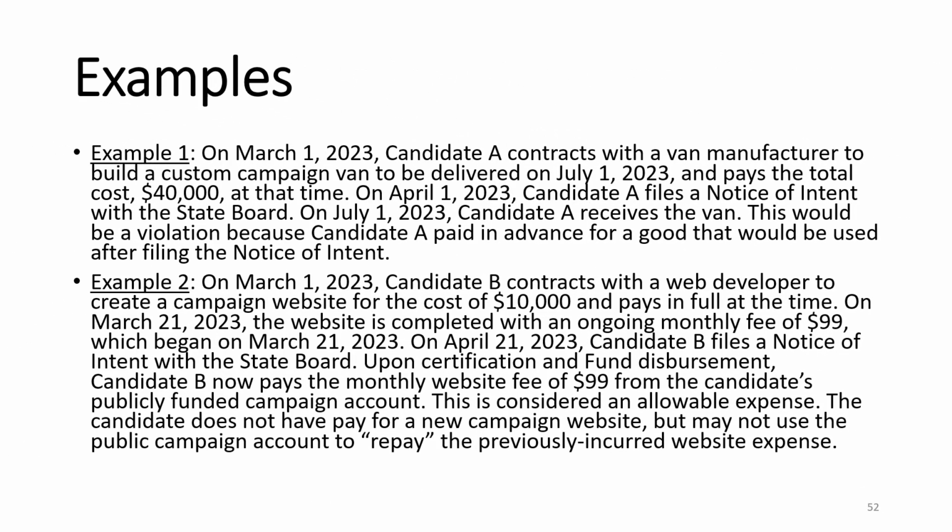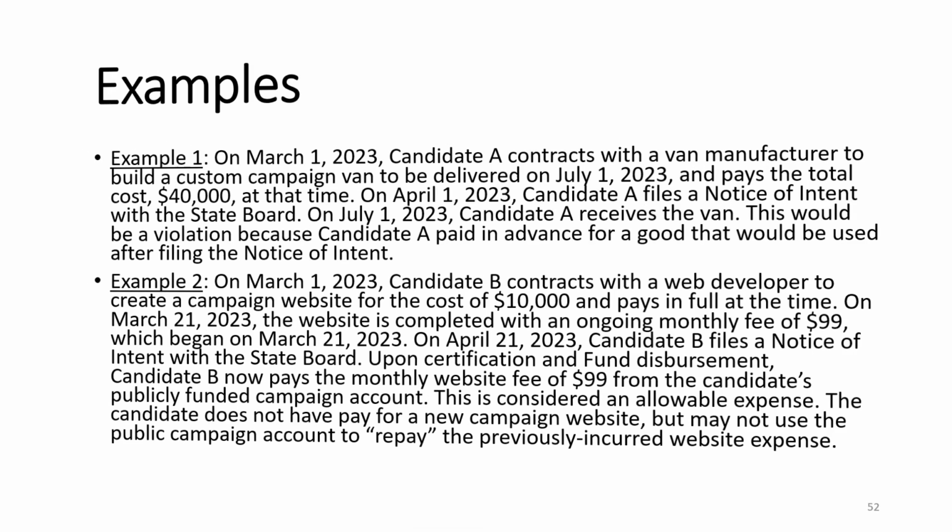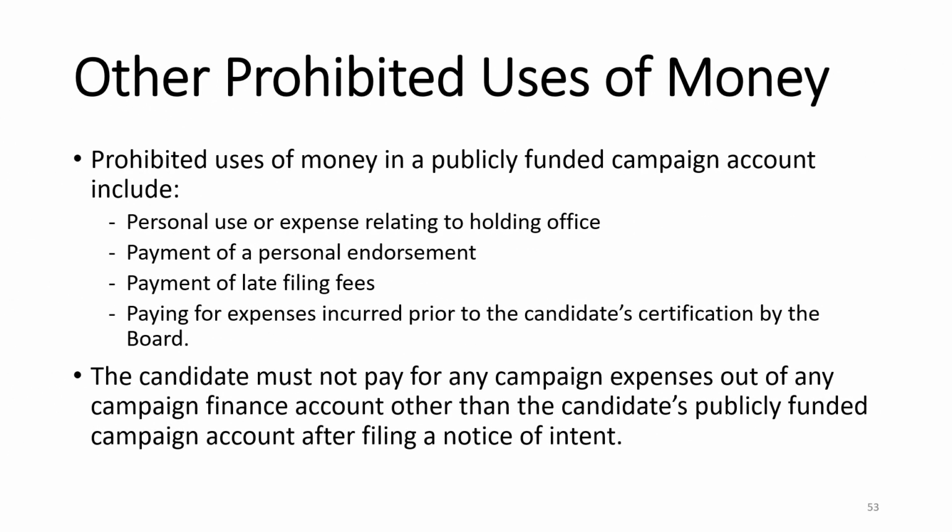Here are two examples, one in which it would be a violation, and the other one in which it would not be a violation. The difference being is how the campaign is actually paying for the services after the fact, as well as how the item is used. Other prohibited uses of money include the personal use of expenditures relating to holding office, paying for any personal endorsements of your candidacy, or payment for late filing fees.